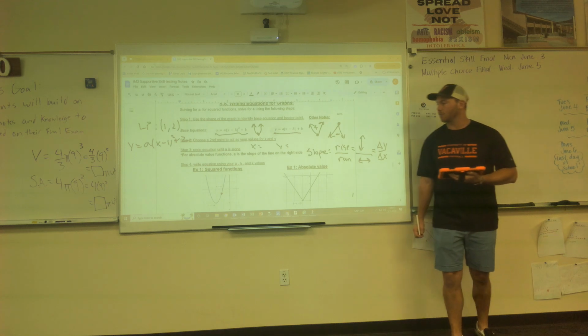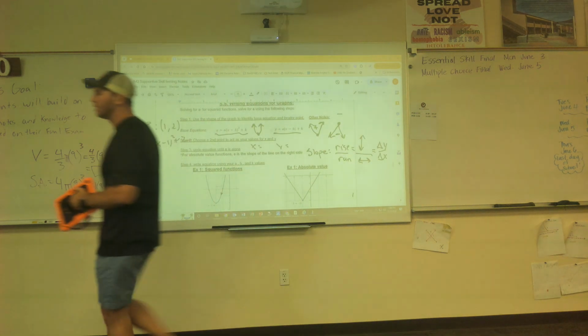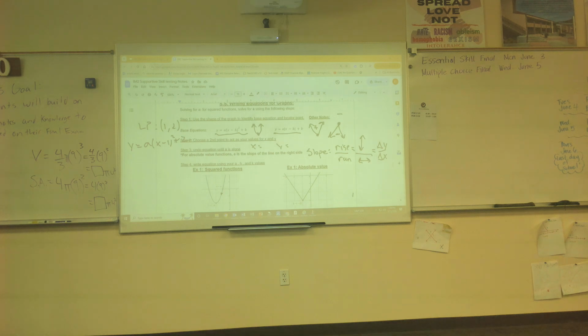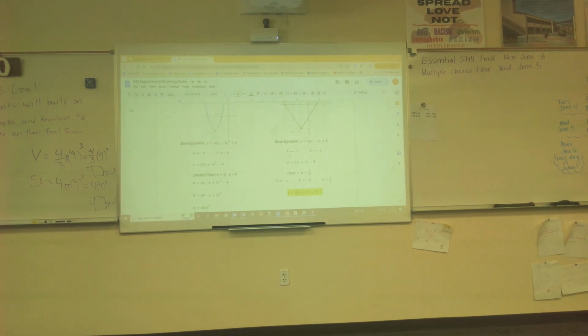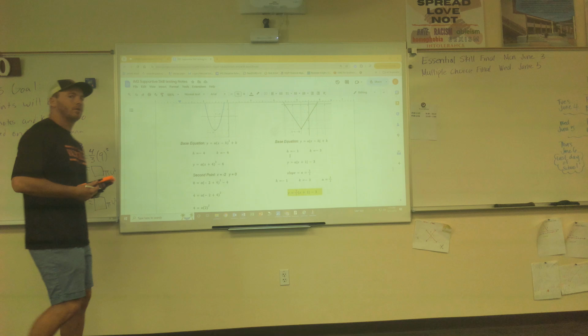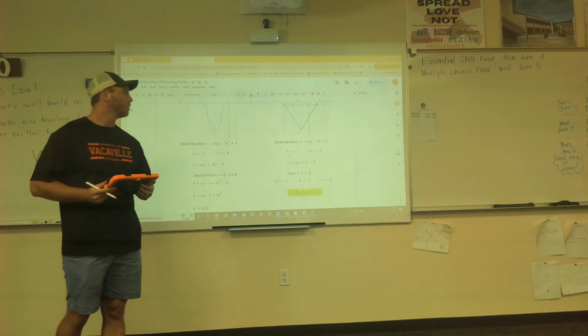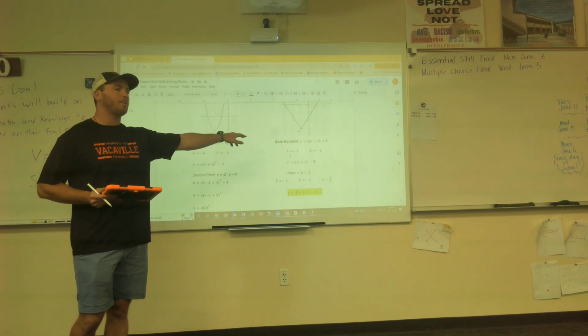So take a look at example number 1. For example number 1, let's look at the absolute value. You guys ready for me to change it over? So we go through our base equation.